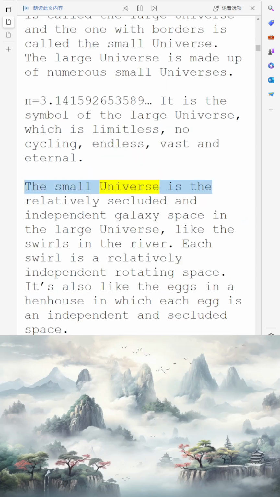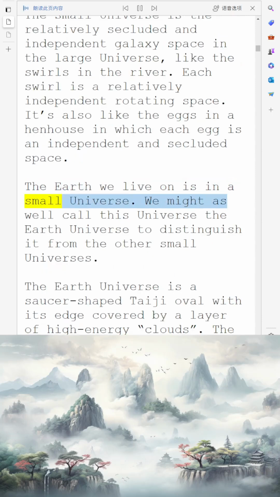The small universe is the relatively secluded and independent galaxy space in the large universe, like the swirls in the river. Each swirl is a relatively independent rotating space. It's also like the eggs in a henhouse in which each egg is an independent and secluded space. The Earth we live on is in a small universe. We might as well call this universe the Earth universe to distinguish it from the other small universes.